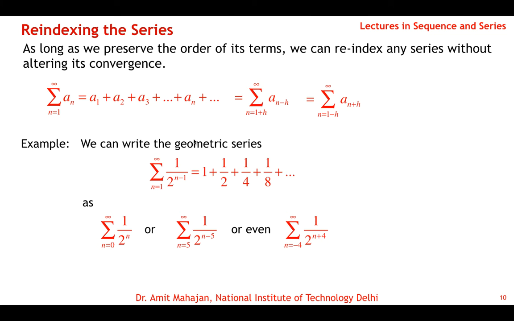These are all just the same series, 1 plus half plus 1 by 4 plus 1 by 8 plus so on. You can just plug in values and you will see that you get only this series. So that means we can reindex the series. And because we are just reindexing, the infinite terms remain the same, so it will not change the convergence or divergence of the series. It will not change the sum value. It will remain the same.